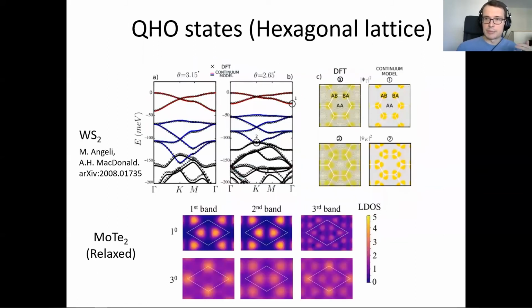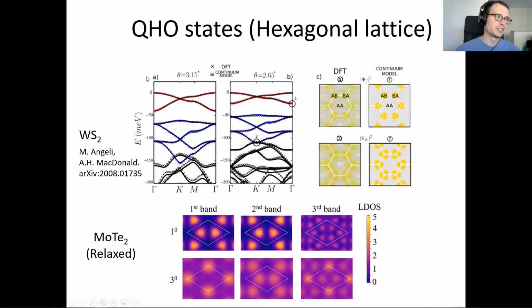However, there are different types of potentials that occur in these systems that, for example, could have a hexagonal symmetry. There was a recent paper from Mattia Angeli and Allan MacDonald, on the preprint server, where they looked at DFT and continuum calculations of a material, tungsten diselenide, which is dominated by a honeycomb potential, not by a triangular potential. What you see is, again, a sequence of flat bands, except now instead of the first level being a single band, it has 2 bands.